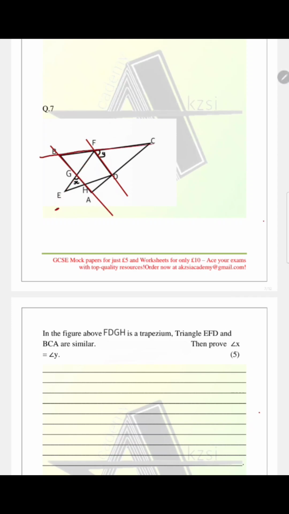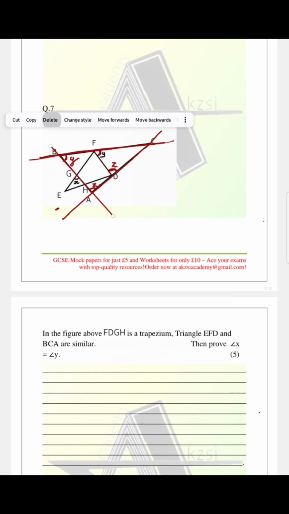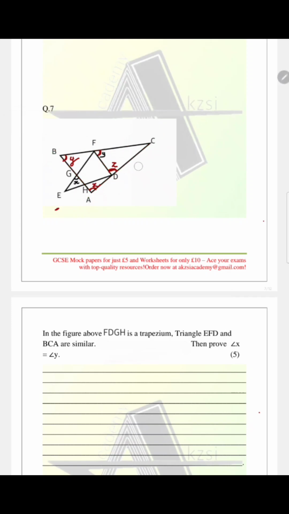So this is also a trapezium. This is also a transversal, which means this angle Y is equal to this one. This is also angle Y. Similarly, if this is angle Z, say for example, then this angle will also be Z because this is also a transversal. So this is also angle Z. So these two things we can easily prove by parallel lines. So simple.